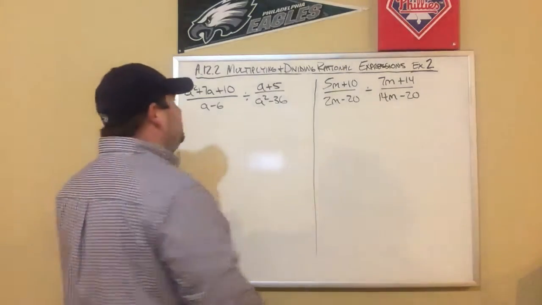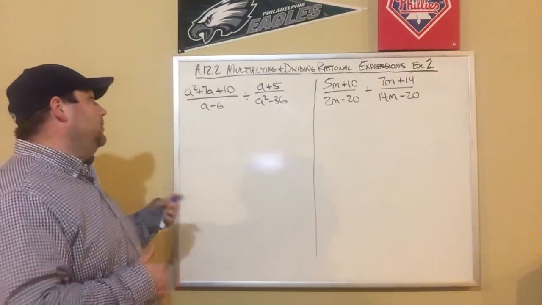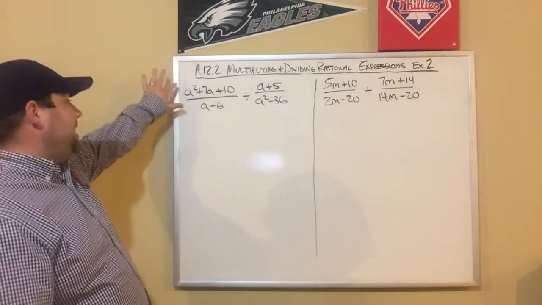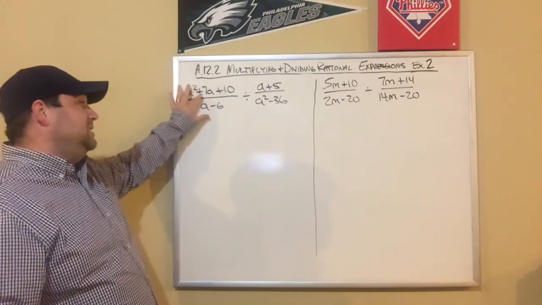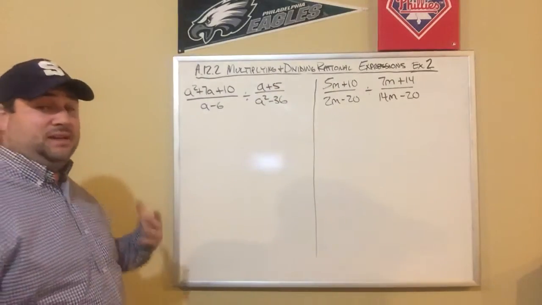All right, example 2 here, multiplying, dividing rational expressions. We're going to talk about dividing them now. So you can see I've got a problem here. I've got a squared plus 7a plus 10 over a minus 6, and then that's all being divided by a plus 5 over a squared minus 36.